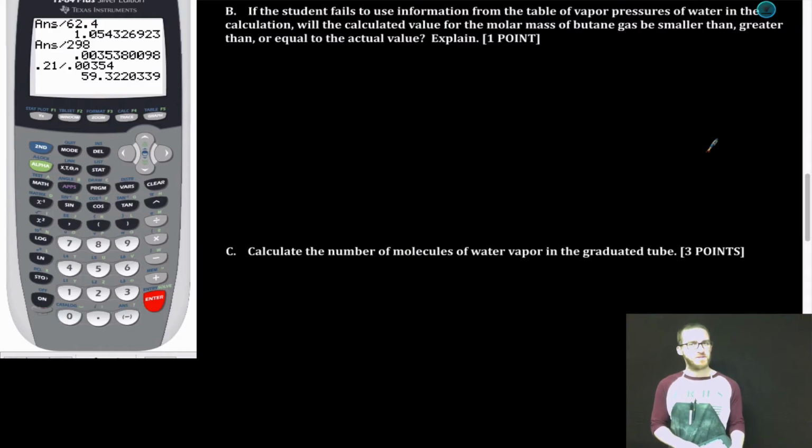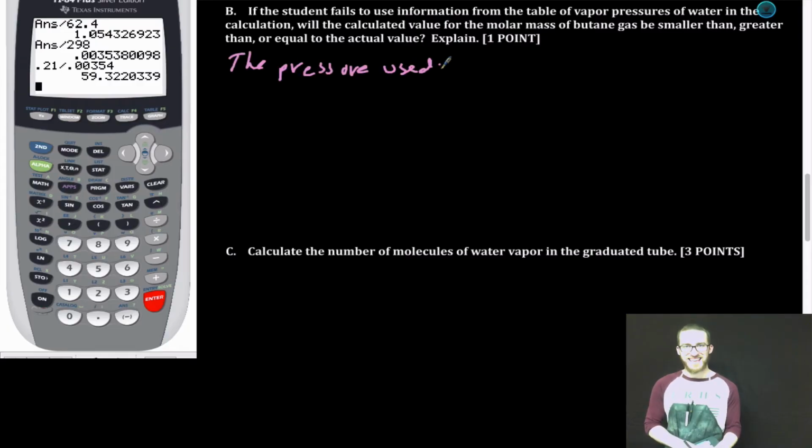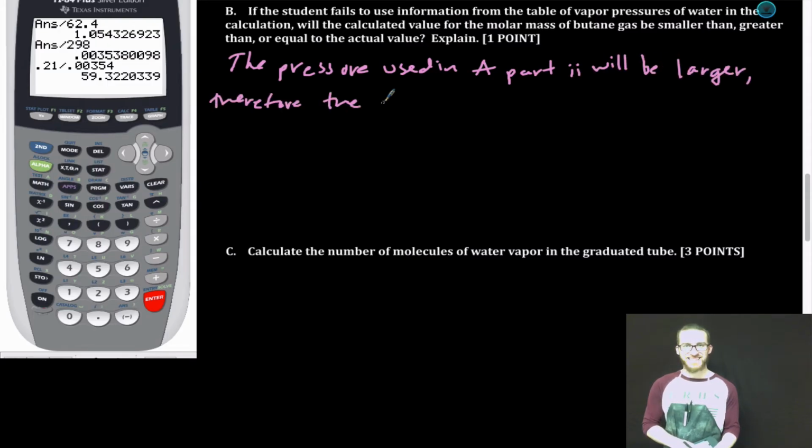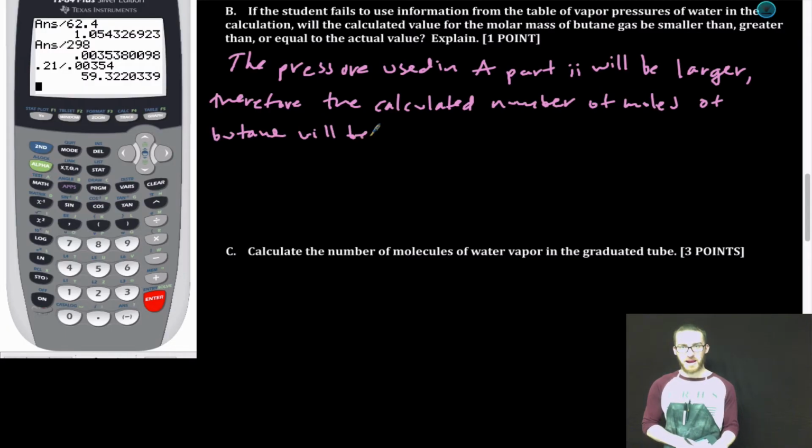Part B. If the student fails to use information from the table of vapor pressures of water in the calculation, will the calculated value for the molar mass of butane gas be smaller than, greater than, or equal to the actual value? Explain. The pressure used in A part II will be larger. Therefore, the calculated number of moles of butane will be larger.